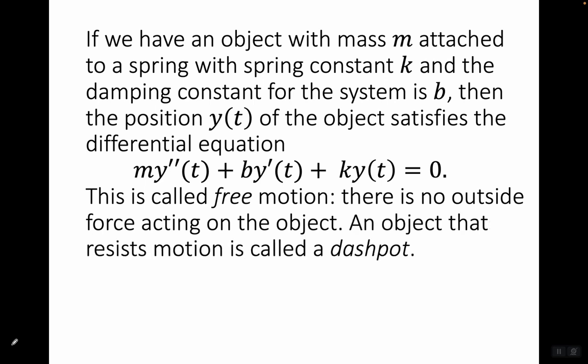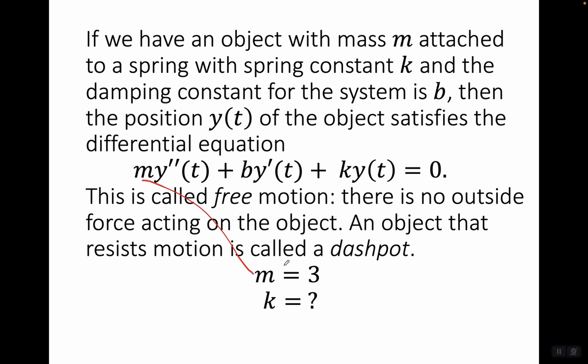By the way, an object that resists motion is called a dashpot. Here we're not told of anything that's resisting motion. Sometimes, in some problems, friction plays the role of a dashpot. But not in this particular problem. No dashpot here. M equals 3. We're told that's 3 kilograms. That's the mass of the object.